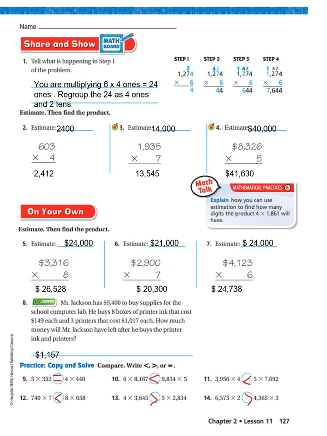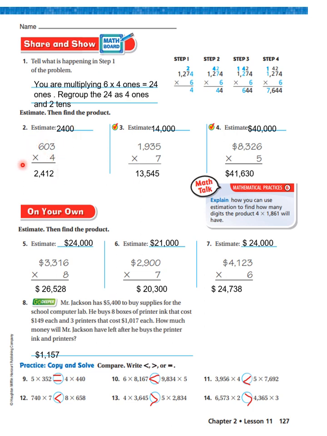All right, so let's look at this page. It says, tell what is happening in step 1, right here in step 1. Well, you are multiplying 6 times 4 ones, which equals 24 ones. You're going to regroup the 24 as 4 ones and 2 tens, and that is what is happening in step 1. It says estimate, then find the product. Estimate. Well, 603 is closer to 600 than 700. 600 times 4 is 2,400.